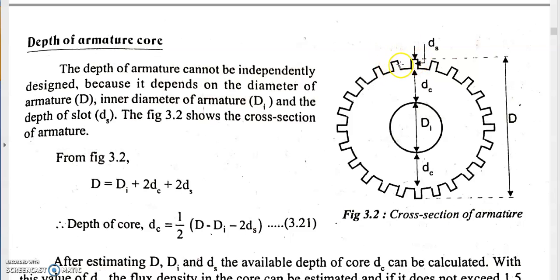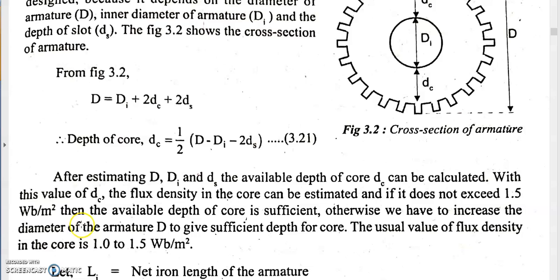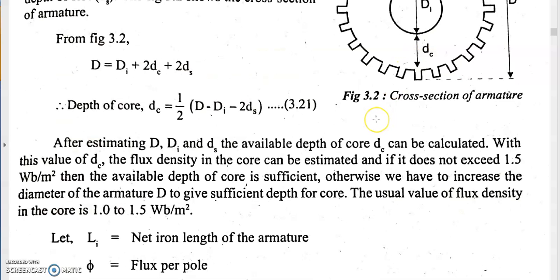Once the slot width is finalized, we can calculate the tooth width, and the tooth width condition will be satisfied by verifying with the tooth flux density criteria. And then the depth of the armature core we have calculated, and then we will be verifying it with the armature core flux density criteria. So these are the design procedures for the armature of the DC machine.